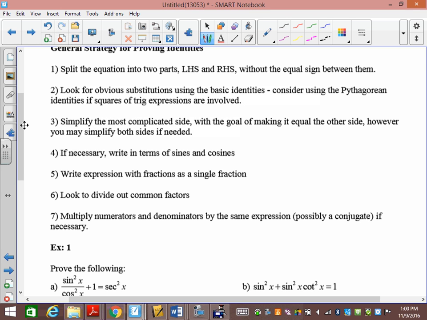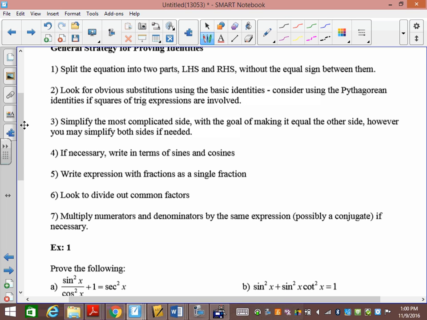3, simplify the most complicated side with the goal of making it equal to the other side. Sometimes you have to simplify both sides to get them equal to each other. But I always start with the most complicated. So if one side's really complicated and the other side equals cos x, there's nothing I can do to the cos x. So I'm going to have to work this side down and hope that I can get it to be cos x, right?